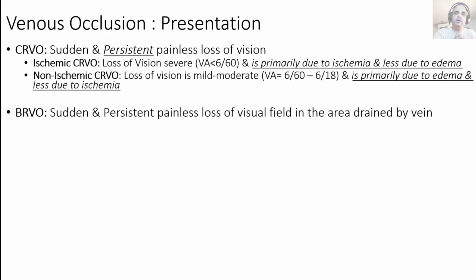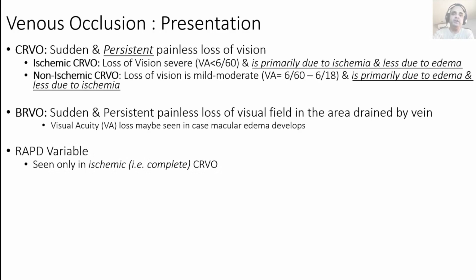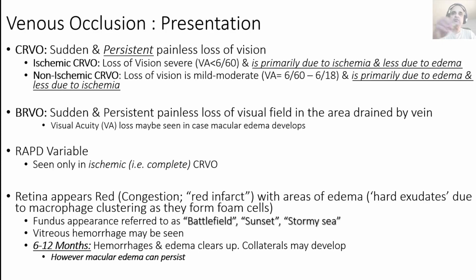In a setting of branch retinal vein occlusion, you again have a sudden and persistent loss, but this time the loss is mostly of a visual field in the area that was drained by the vein. You might have visual acuity affected if the edema that develops starts affecting the macular area and the foveal area. RAPD is generally only seen in the ischemic type of CRVO, and in this case, rather than the retina appearing pale, the retina appears red. It's called a battlefield fundus or a stormy sea fundus or a sunset fundus, indicating that there is a lot of blood.